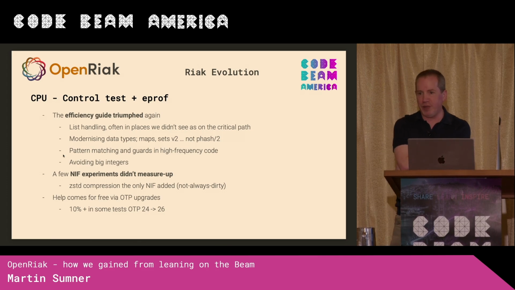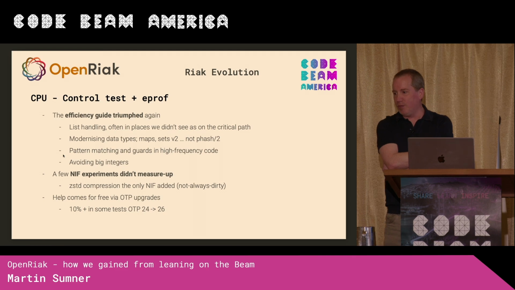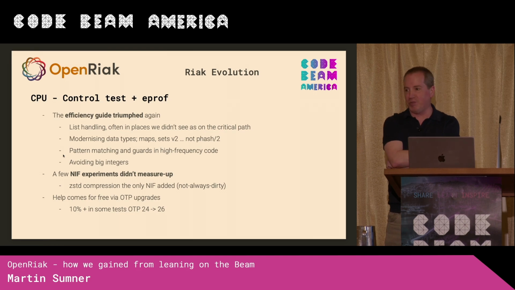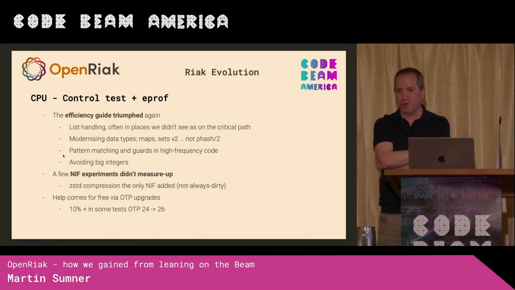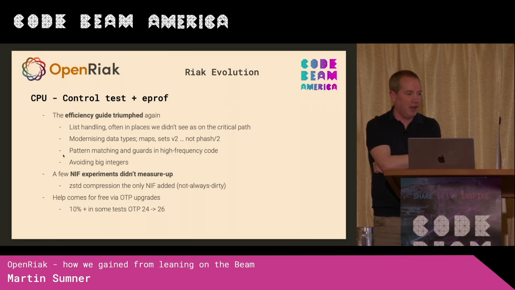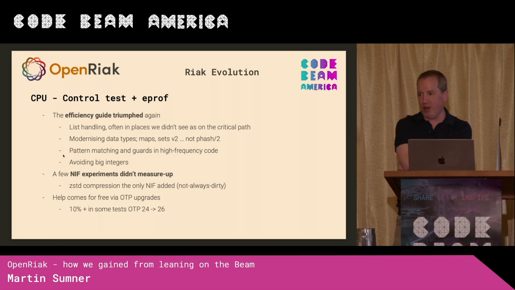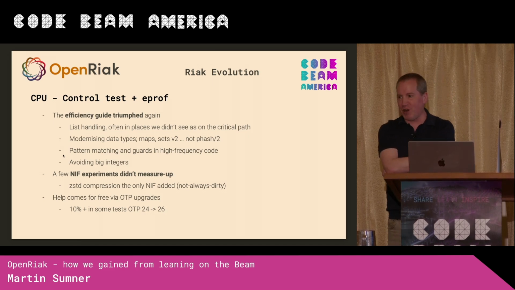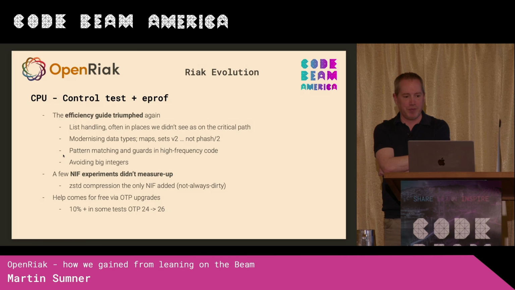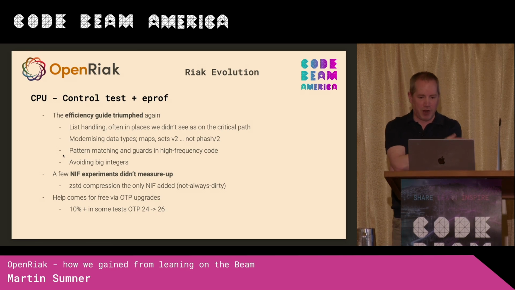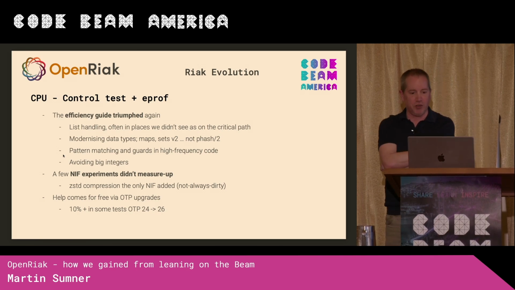Riak had originally been developed 15, 16 years ago, so we really needed to modernize some of our data types, and we got automatic performance gains off of that. In very high frequency code, just fiddling around with pattern matching and guards could make a big difference, and some stuff around integers helped too.